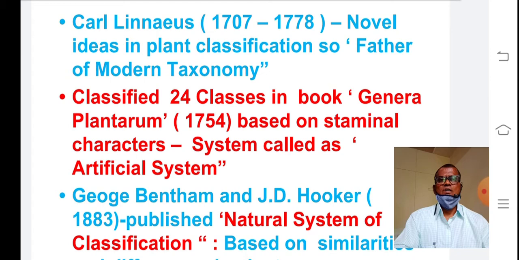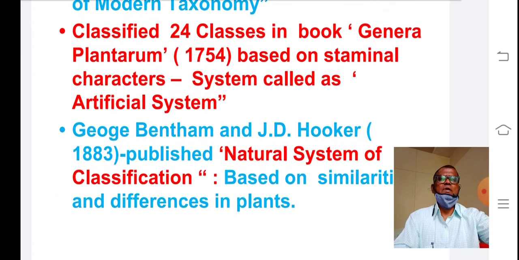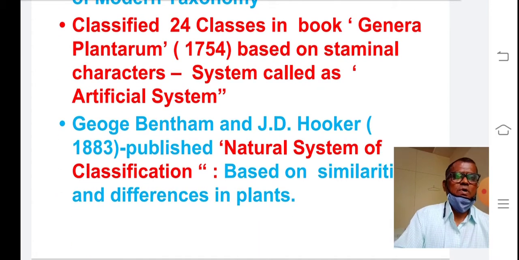You remember this. He wrote the book and classified 24 classes in the book Genera Plantarum, 1754. It is only based on the staminal characters. In this, only stamens were taken, and this system is called the artificial system.